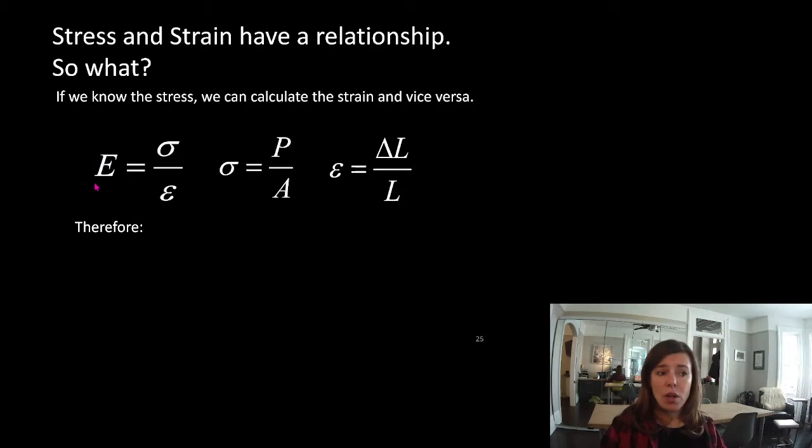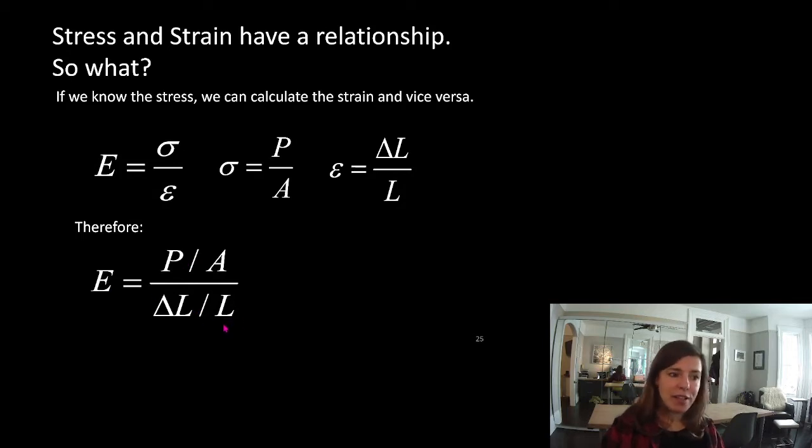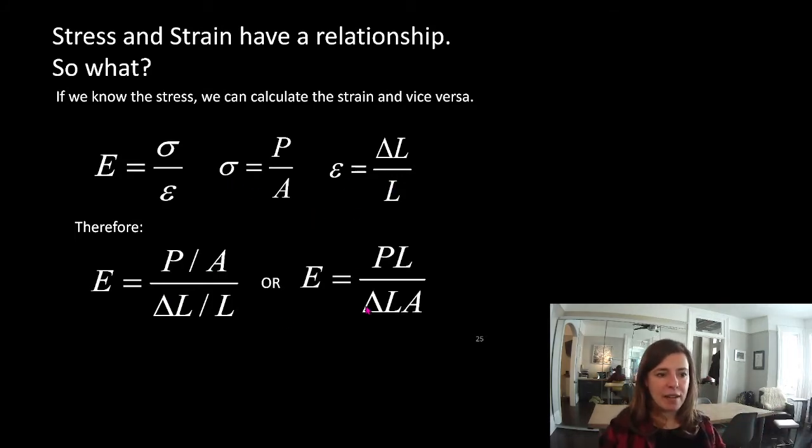So, modulus of elasticity is stress divided by strain. Stress is force divided by area. And strain is delta L divided by L. That means E is force divided by area, divided by delta L divided by L. That's cumbersome and awkward. Let's rearrange this and make it a little bit easier to look at. E equals PL divided by delta L A.